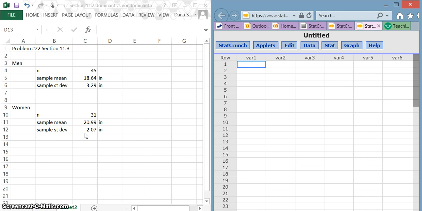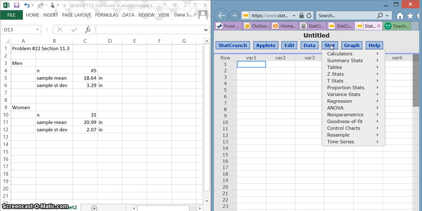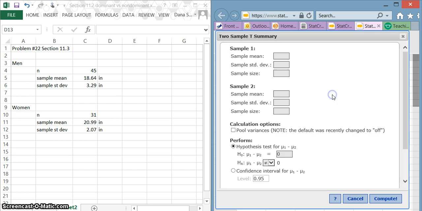All of our data is in inches. I've got the mean and the sample standard deviation for 45 men, and the mean and the sample standard deviation for 31 women. The physical therapist believes that women are more flexible than men. We're going to start the problem by going to stat and coming down to T-stat, two sample, with summary data.